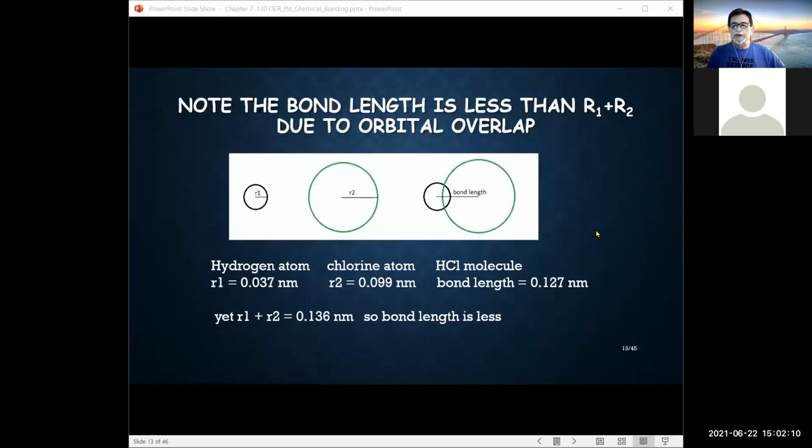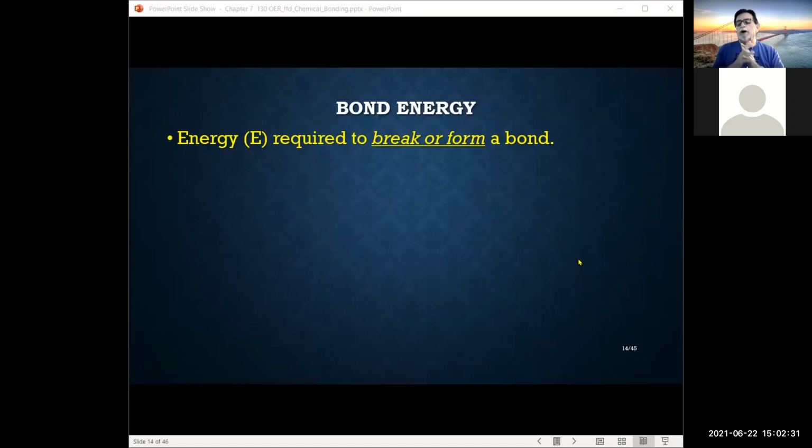And so for those of you who just came in, I just rehashed on slide 13 that the new bond length of the compound made is much less than the sum of the radius of each individual atom. All right. Pretty self-explanatory. Now, with respect to bond energy, the making and breaking of bonds is what chemistry is about. We're making bonds and breaking bonds to make compounds. And it takes energy to do this, either to break or form a bond. So it's required either way.